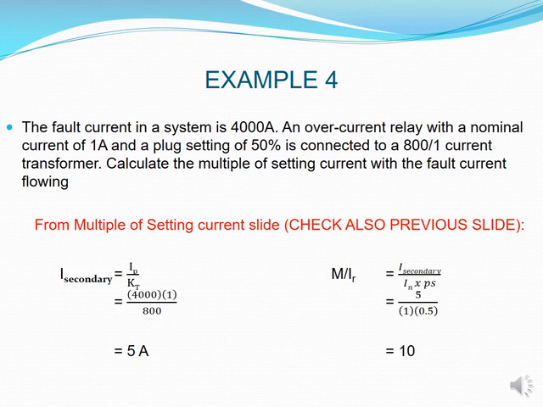Then we have another example, and they say a fault current in a system is 4,000 amps. An overcurrent relay with a nominal current of 1 amp and a plug setting of 50% is connected to an 800:1 CT. Again, I go and work out what my IS is going to be. I get 5 amps. I go and put that in there, and I'm able to calculate what my IR is going to be.